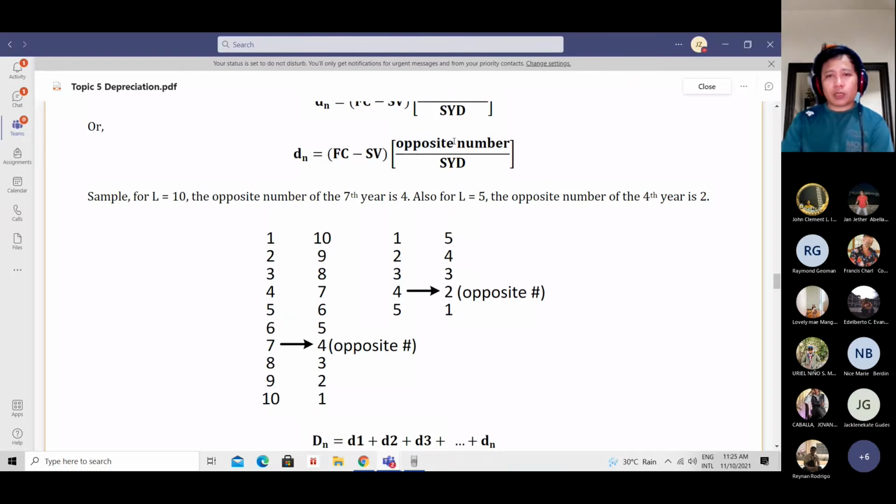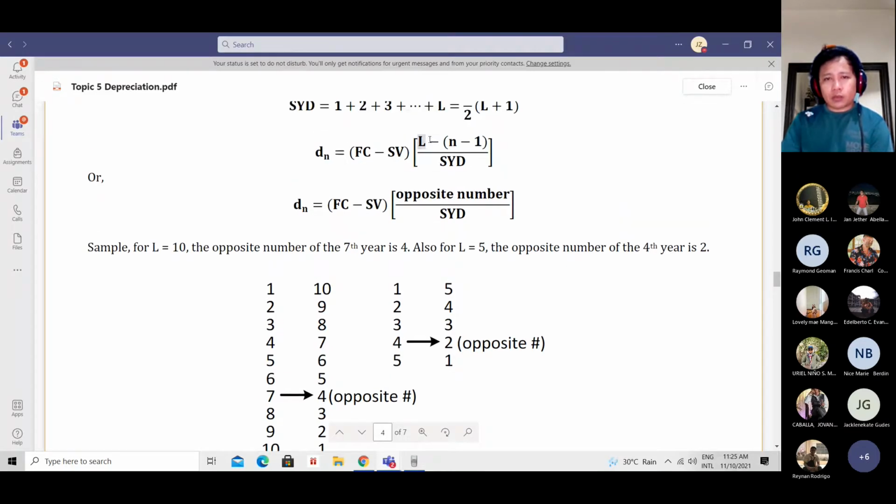So that is what you put in the numerator. Sir, is the shortcut correct compared to L minus N minus 1? Let's check. Okay? For example, is 4 really correct here? If you want the year 7, then 10 minus 7 minus 1. 7 minus 1 is 6. 10 minus 6 is 4. Correct, 4. How about if the life is 5? The opposite of 4 is 2. Let's try: 5 minus 4 minus 1. 4 minus 1 is 3. 5 minus 3 is 2. Okay, correct.